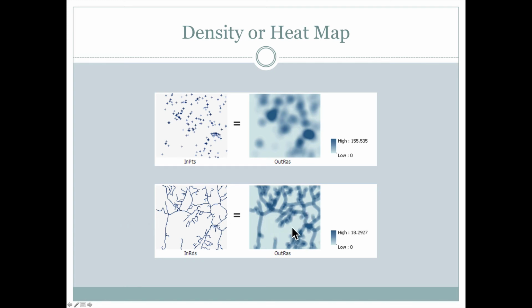But this would be a continuous grid. Even where there are no roads in this case, we would still have grid cell values. It's just that they would tend to be very low because we're so far away from the roads. Just like if we're away from the points here, we still have values, but they're values of 0 because we're away from the areas where the points are most dense.